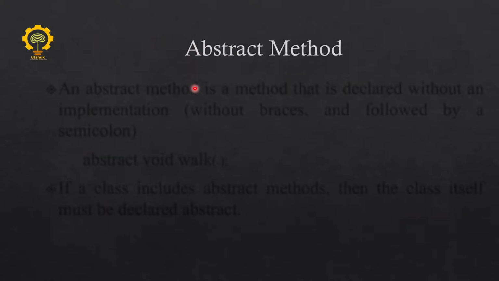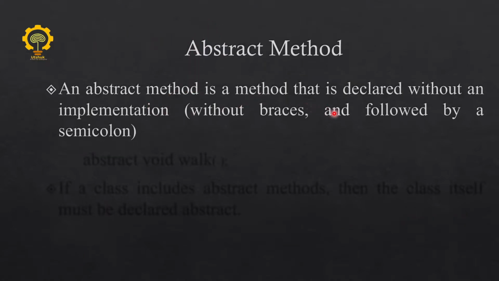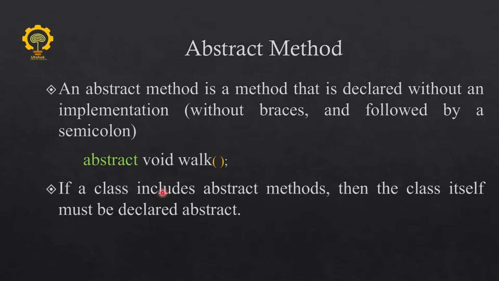So, the abstract method. An abstract method is a method that is declared without an implementation. It means that you only declare the method inside the abstract class, but you don't define or implement the body of the abstract method. Suppose you have a walk method, then you only declare it, but it does not have its body or implementation. So if a class includes an abstract method, then the class itself must be declared abstract. So this is the abstract method.